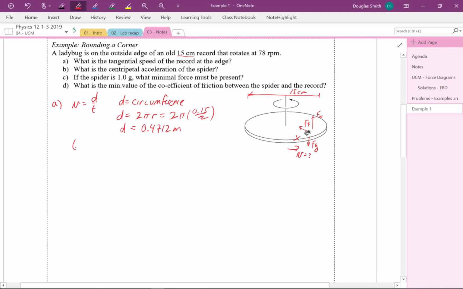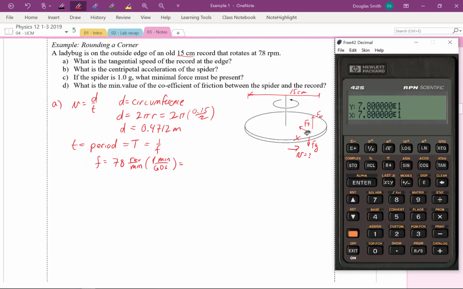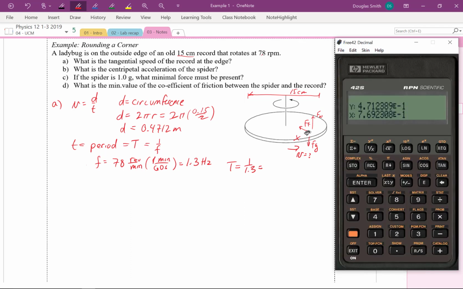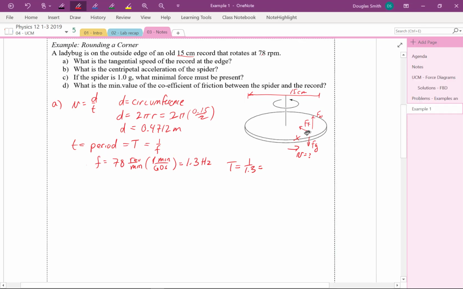The time for that one revolution is equal to the period, capital T, and that's the inverse of the frequency. The frequency is 78 RPM, revolutions per minute. We'll change that to revolutions per second, 1 minute per 60 seconds. So we get 78 divided by 60, 1.3 hertz. Therefore, the period is 1 over 1.3, 0.7692 seconds.